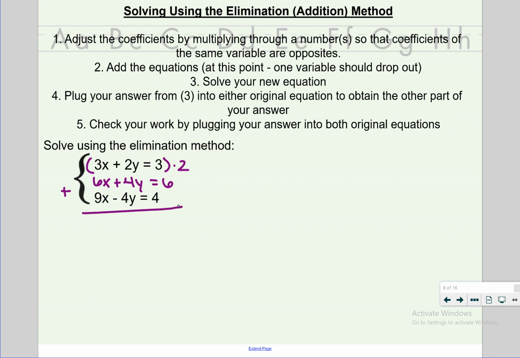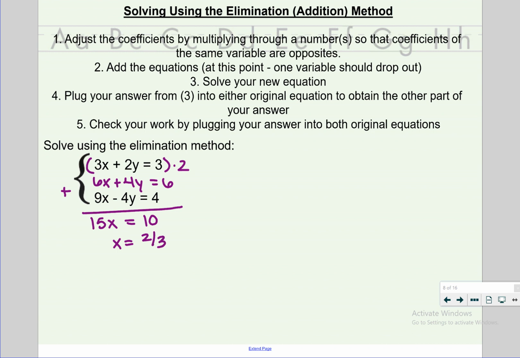And then I can add my equations together. So just add down the columns. This is why we want everything lined up. 6x and 9x give me 15x. If you're doing it right, variables cancel. 4y and negative 4y gone. 6 and 4 give me 10. And you can see now it's just a one-step equation to solve for x. If I divide by 15, I have 10 over 15. What does that reduce to?